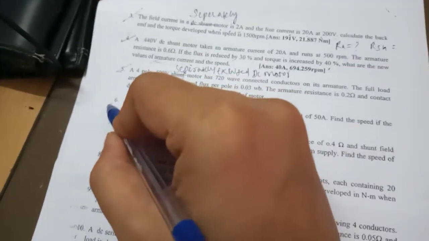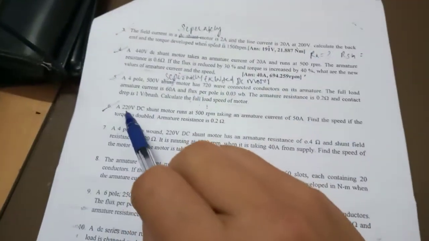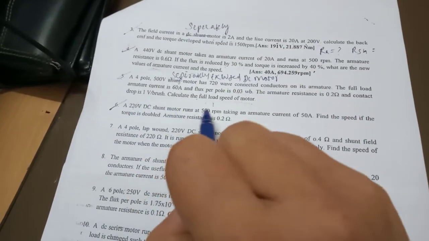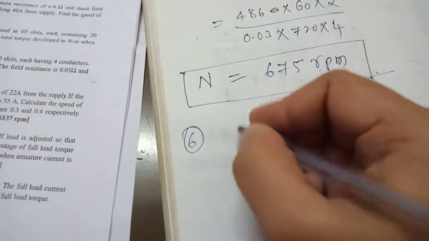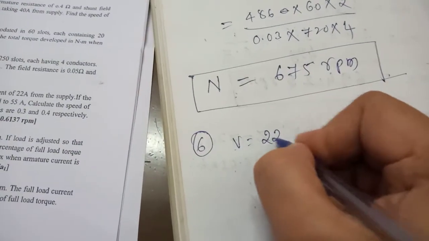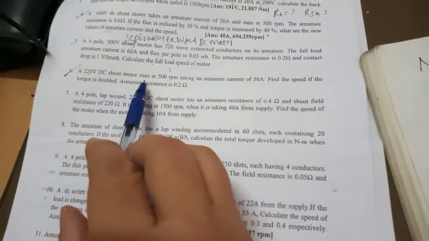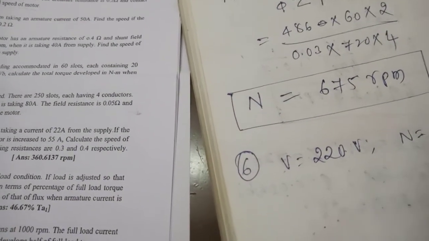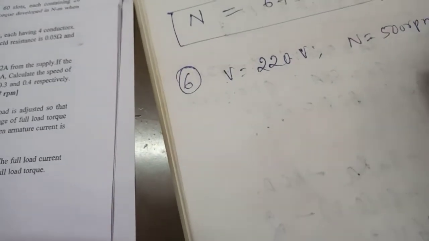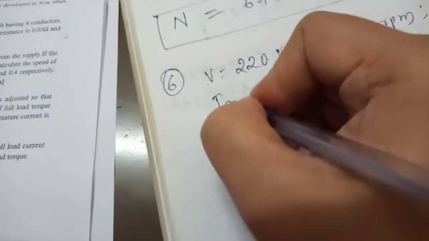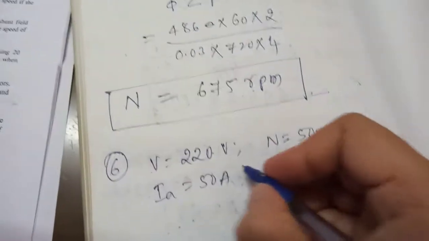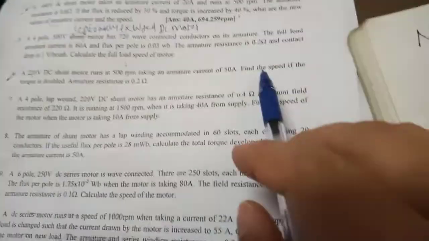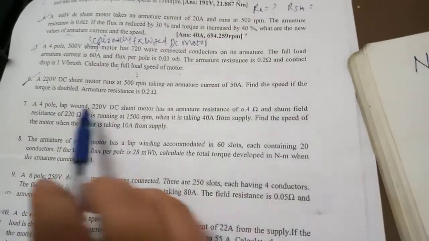Next we shall go to the sixth problem. A 220 volt DC shunt motor runs at 500 rpm, so V is equal to 220 volts and N is equal to 500 rpm. They have given an armature current of 50 amps. Find the speed if the torque is doubled.